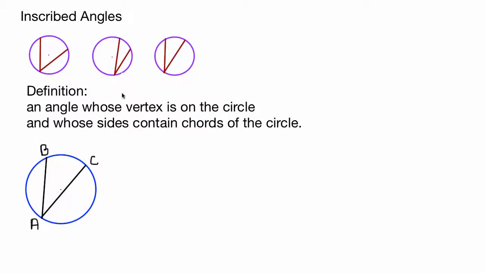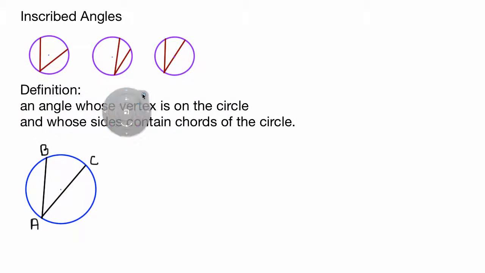Okay? So the definition we came up with here was an angle whose vertex is on the circle and whose sides contain chords of the circle. Okay? That's really good. All right, so let's take a look at this inscribed angle right here. And I want to tell you something else that's important about inscribed angles, okay?